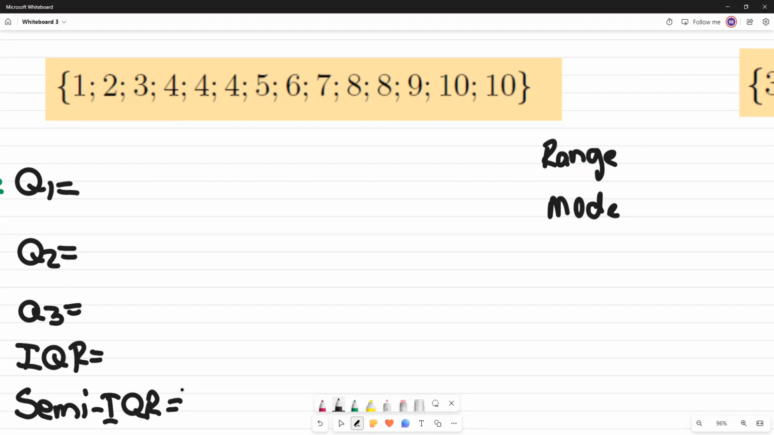Let's see now. We are going to basically have this. So the data set is already arranged, so we can easily see that the range is 10 minus 1, which gives us 9. Then the mode, we need the most occurring. By the look of things, you can see that 4 occurs 3 times, so the mode will be 4 in this case.